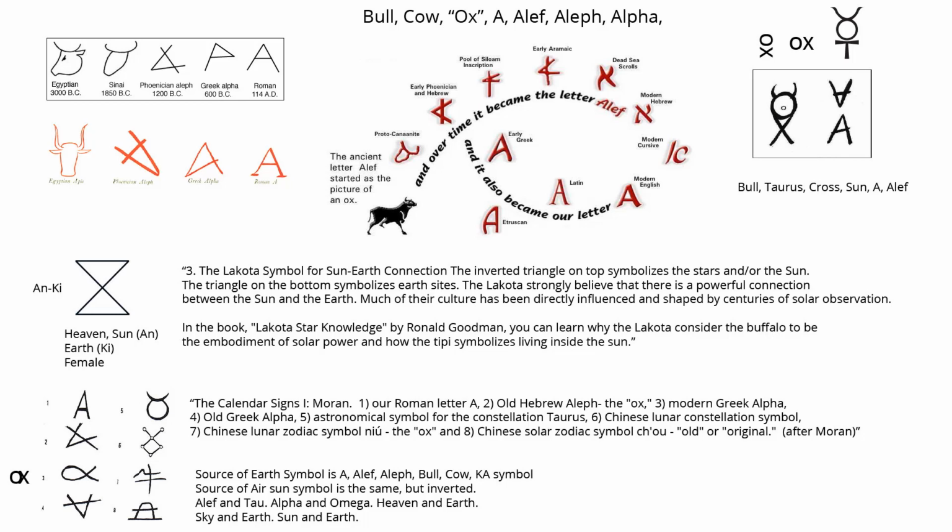So, number 4 here is the Old Greek Alpha. Number 5, we have the modern astrological symbol for Taurus, astronomical symbol. Under that, same shape, but it's the Chinese lunar symbol for the moon. And then under that, you have the Chinese lunar zodiac symbol, Niu, which also means the ox. And then under that, you have the Chinese solar zodiac symbol, Chou, or old or original. And you can see how that looks like an A.